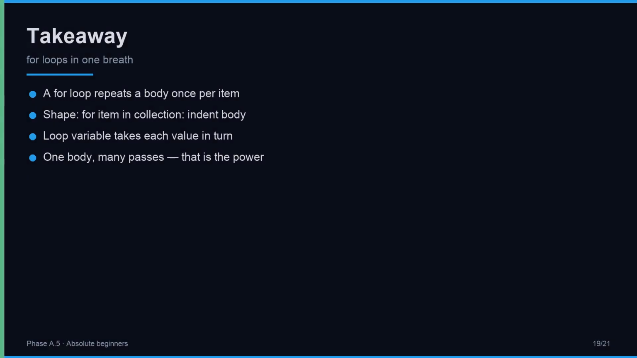Here is the lesson in one breath. A for loop repeats a block of code, once for each item in a collection. The shape is always the same: the word for, a loop variable, the word in, a collection, a colon, and an indented body. The loop variable takes each value in turn, first the first item, then the second, then the third. You write the body once. Python runs it many times. That is the whole idea.